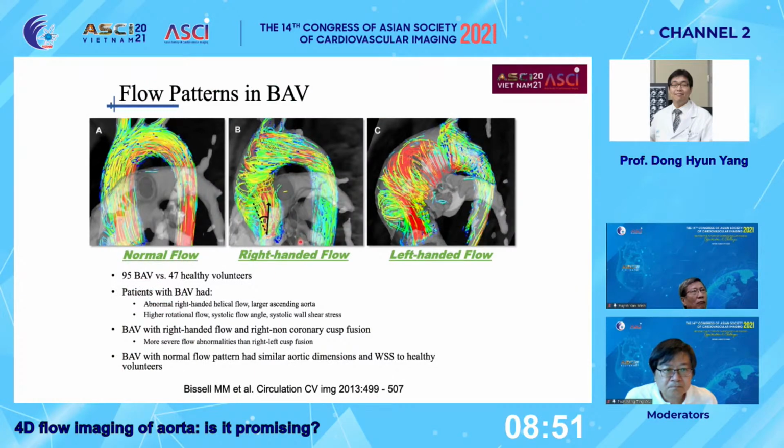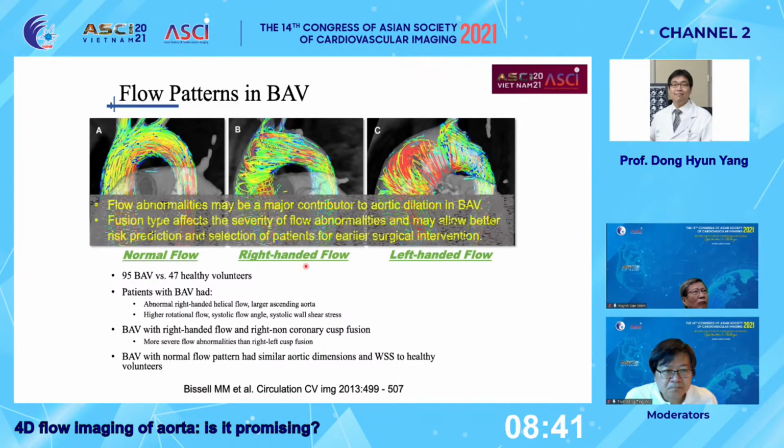This is another famous paper showing an association between helical flow patterns in the ascending aorta and bicuspid aortic valve morphology. The main findings of this study were that flow abnormalities may be a major contributor to aortic dilatation in the bicuspid aortic valve, and the fusion type of bicuspid valve affects the severity of flow abnormality.